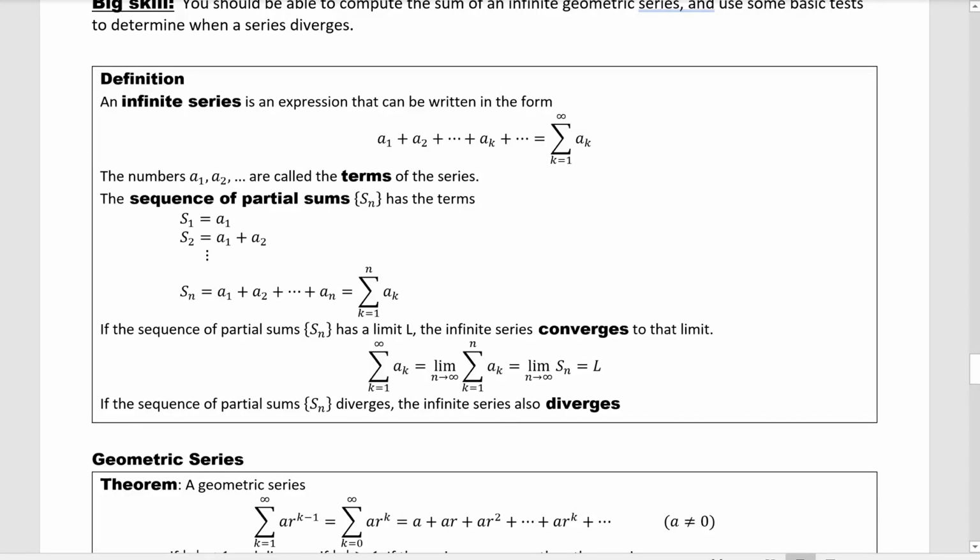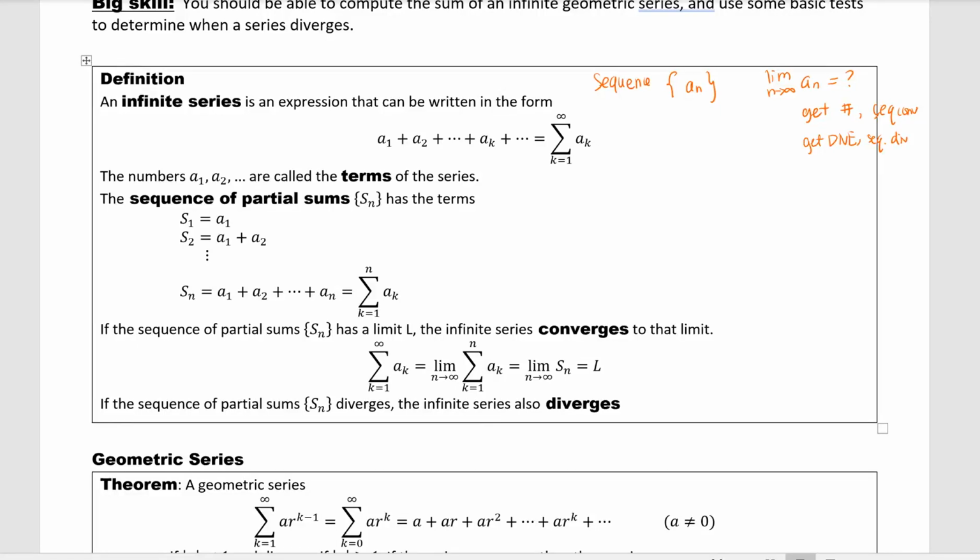We know a sequence is a list of numbers. Okay, so we have the sequence a sub n, and for the sequence, we can talk about the limit of the sequence. If we get a number, then we say the sequence converges. If the limit does not exist, then the sequence diverges.